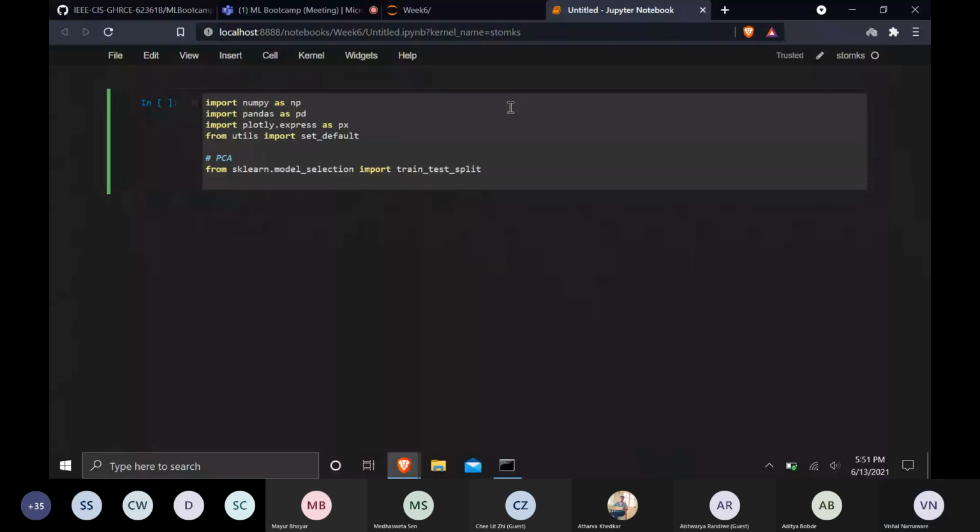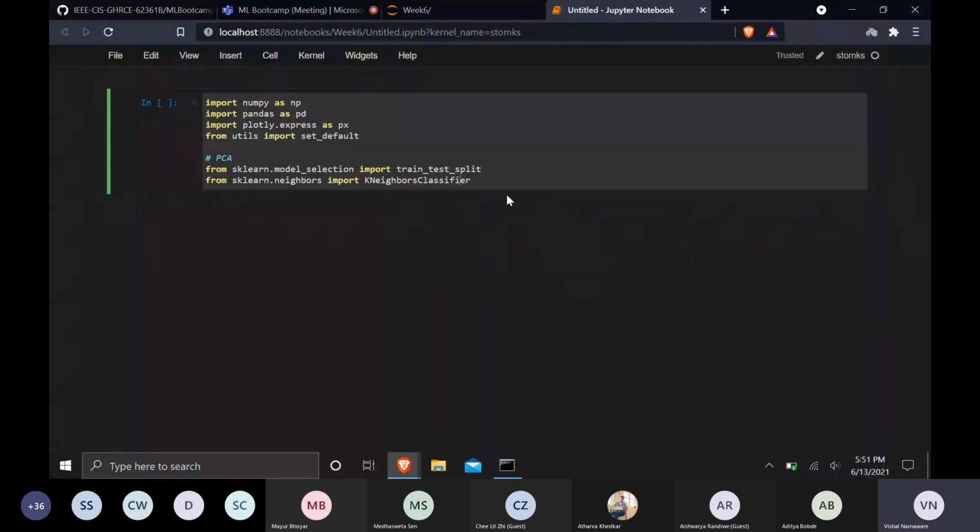From sklearn.neighbors, what's the spelling of neighbors? I think it's with an S. Import KNeighborsClassifier, the K nearest neighbors classifier. Should be S here. Right.